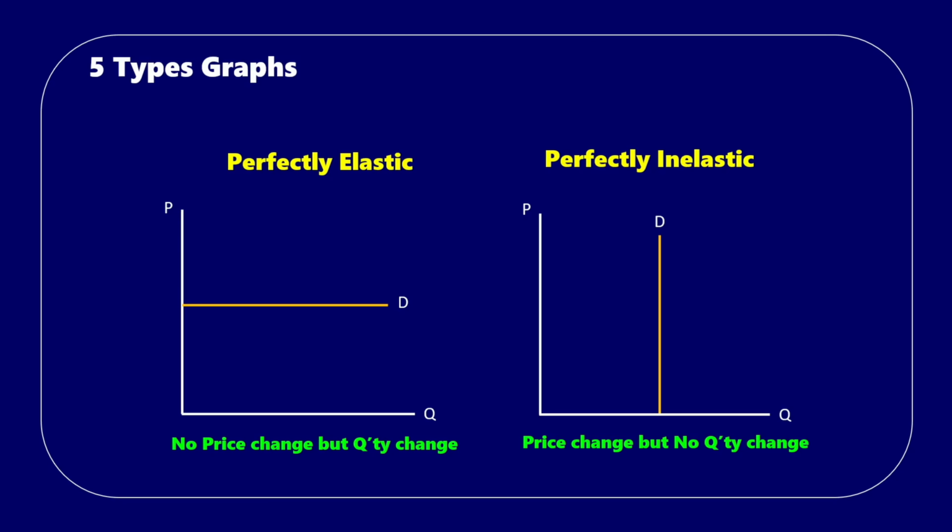The classic example of this is in a perfectly competitive market where all products are identical. So if one seller raises the price, consumers instantly switch to another seller.